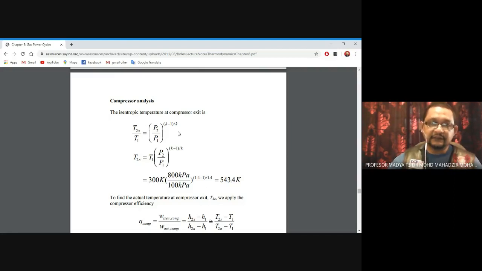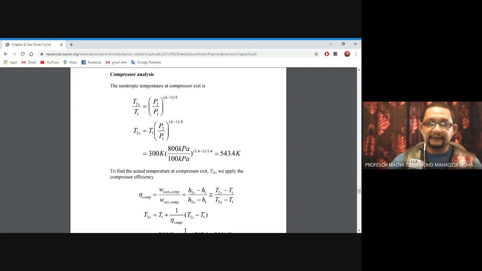So using these equations, you will get the T2S. That means for ideal. Why do I use T2S? Because in this compressor, it also gives the efficiency of the compressor. So if you know the efficiency of the compressor, that means you have to find the actual value for the temperature. So the ideal temperature, after you put in the equations, you will get like this, 543.4 Kelvin.